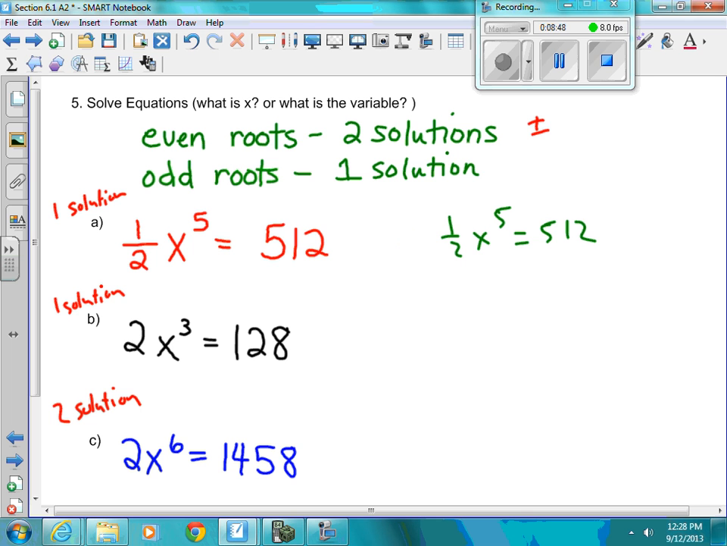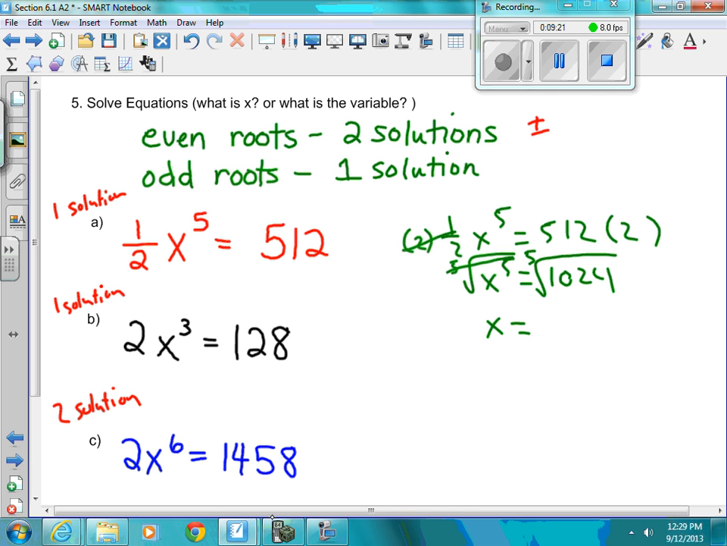Dividing by 1/2 is the same as multiplying both sides by 2. 512 times 2. What is that value? 512 times 2 is 1,024. So x to the 5th equals 1,024. How do we get rid of that 5th power? To cancel it out, we take the 5th root of both sides. 5th root of something in the 5th power cancels it out. Or you could raise both sides to the 1/5 power. It would be the same thing.